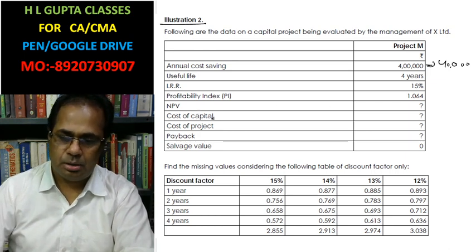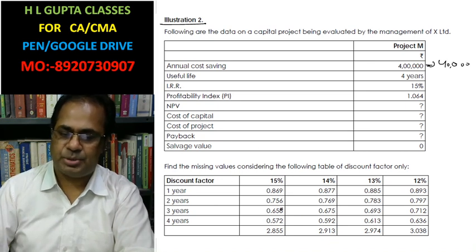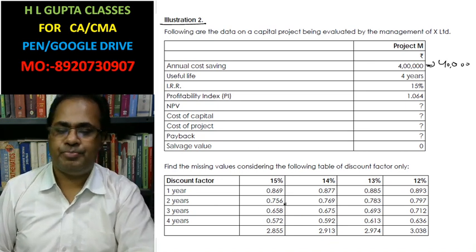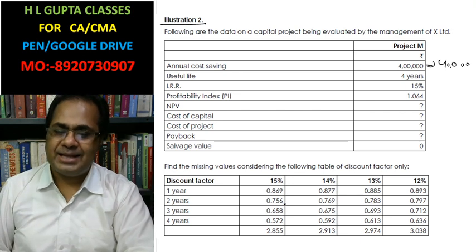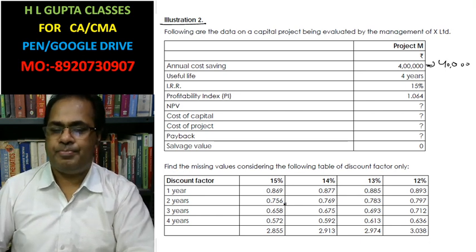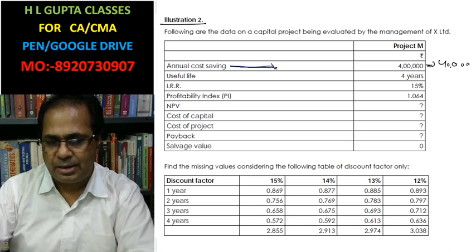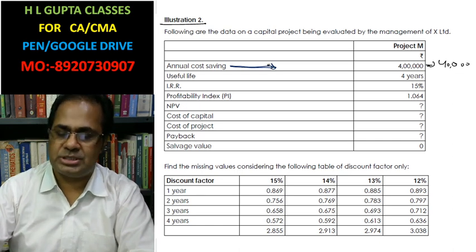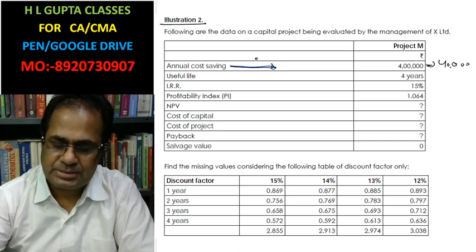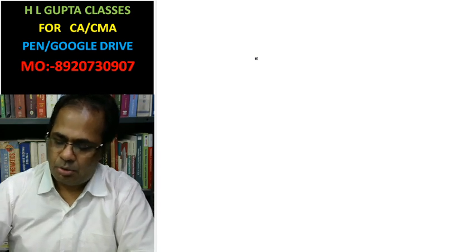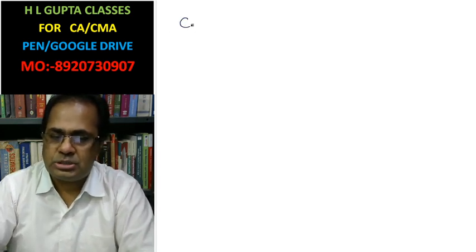Net present value you have to calculate. Cost of capital you have to calculate, cost of project you have to calculate, payback period, salvage. Present value factors are given. In this case, cash inflows are not given. Here it is assumed that annual cash inflow is the cost saving.